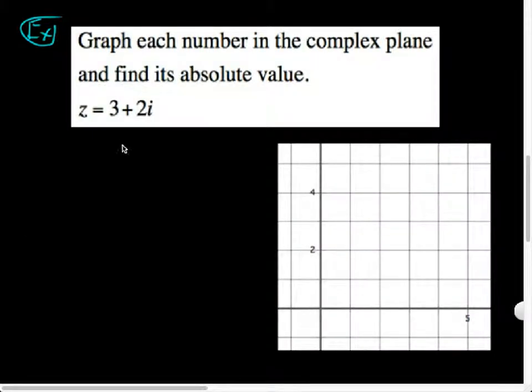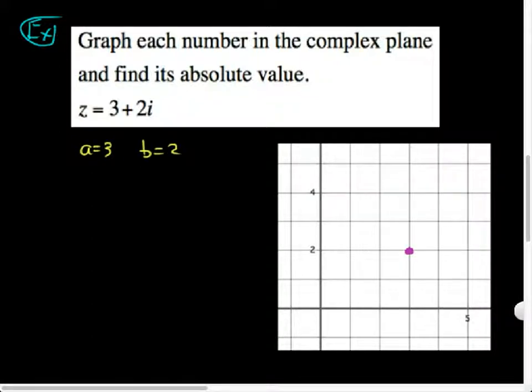So if I want to graph this, a is equal to 3, b is equal to 2. So I go over 3 units, up 2 units, and this would be where the point is. I think you agree, right? So the imaginary axis is the vertical one. So a equals 3, b equals 2.